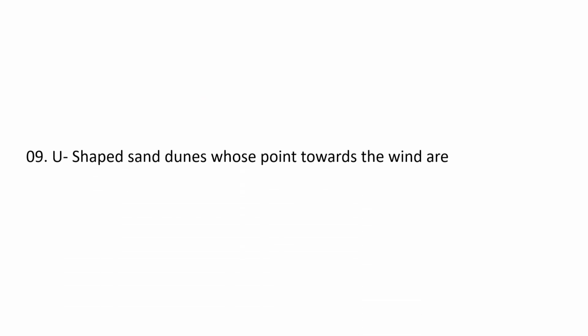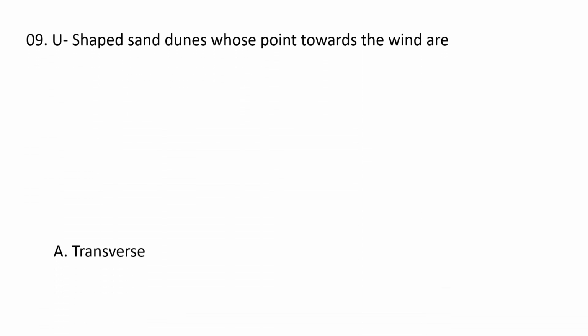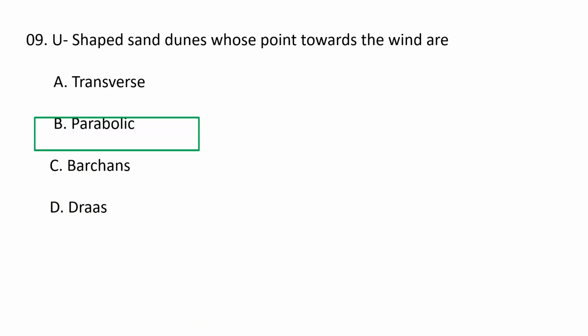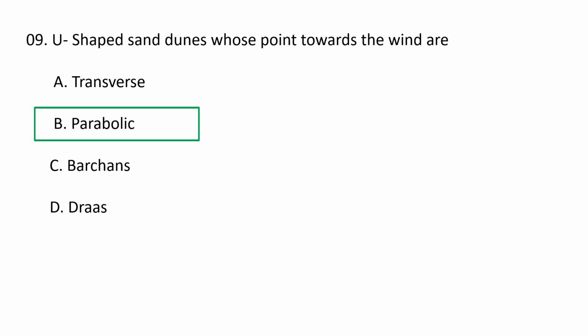Next question. U-shaped sandy dunes whose points face the wind are A. Transverse, B. Parabolic, C. Barchans, D. Draas. So U-shaped dunes whose points face the wind direction are known as parabolic dunes. U-shaped mounds of sand with convex noses which are trailed by long elongated arms are known as parabolic dunes, and these dunes are formed from blowout dunes where the erosion of the vegetated sand leads to a U-shaped depression. That's why these are known as parabolic dunes. Next question.